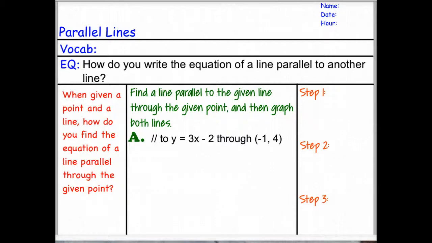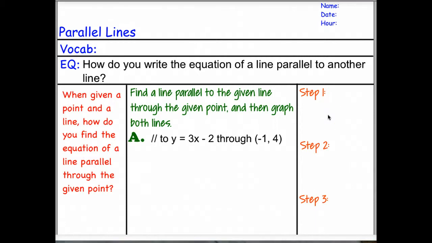The last time we discussed material from Unit 4A, we were looking at an investigation into parallel lines. One of the big things that you should have pulled from that is that equations of parallel lines have the same slope. So today we're going to find a line that is parallel to the given line through a given point and graph both those lines. So we're going to be finding that second equation.